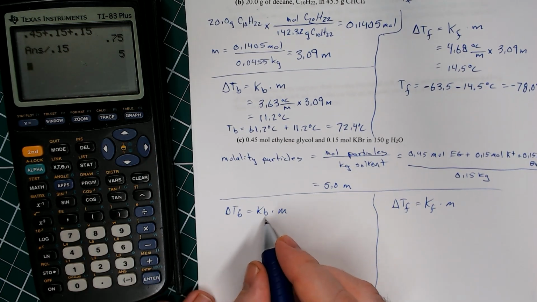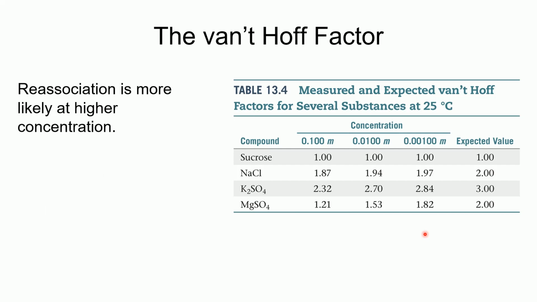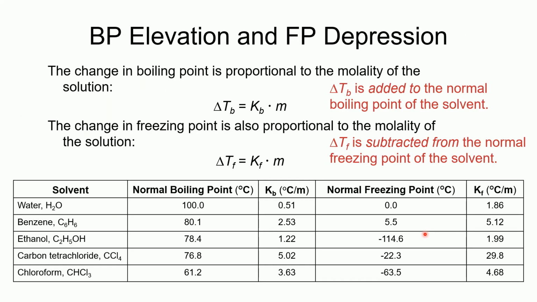So for KB, we want to look up the KB for water. And to do that, we're going to need to go back a couple of pages here. Here's our table. Our KB for water is 0.51. I accidentally tried to use that one a little bit earlier for ethanol, but 0.51 degrees Celsius per molal. And I'll go ahead and get the KF while I'm over here, 1.86. 1.86 degrees Celsius per molal.